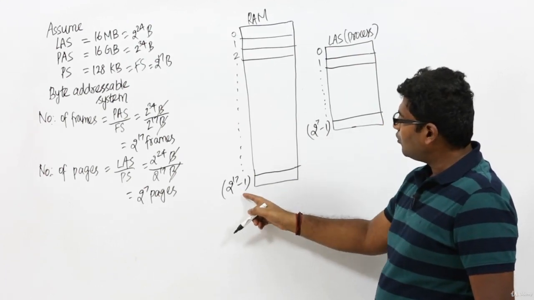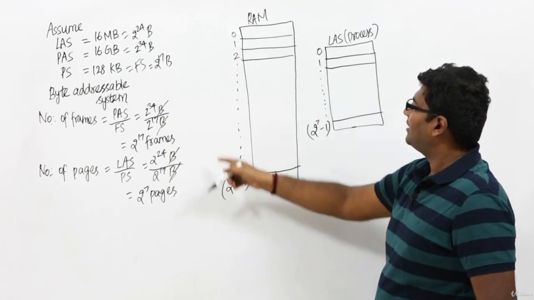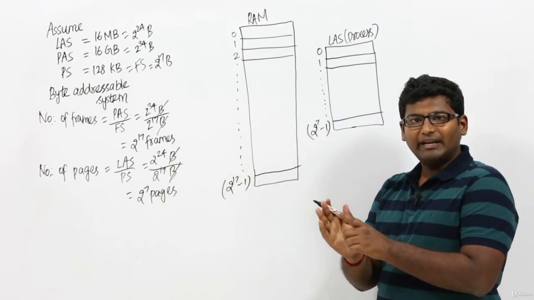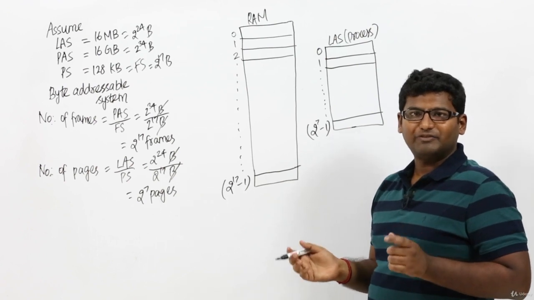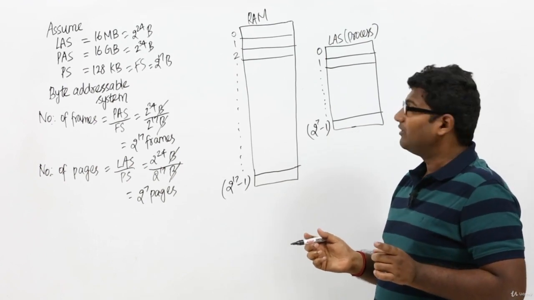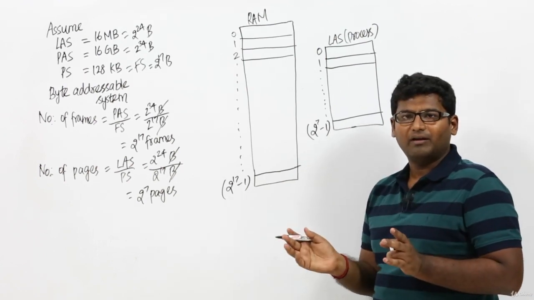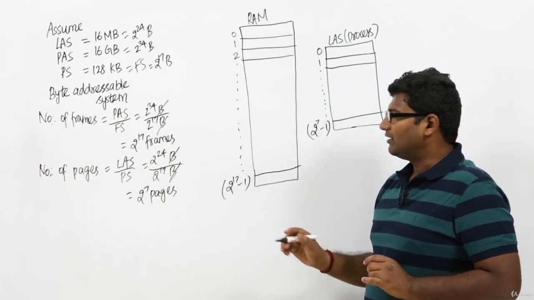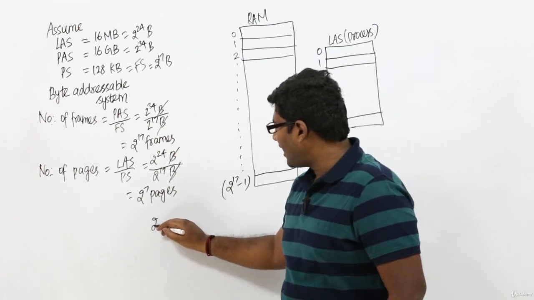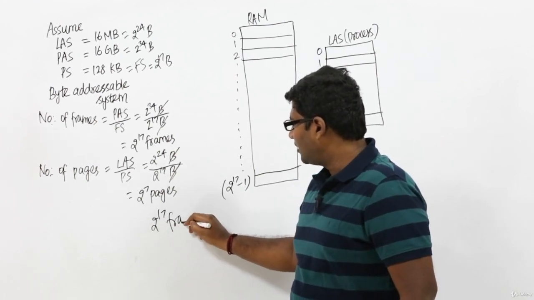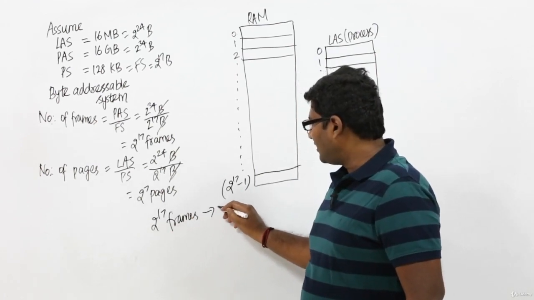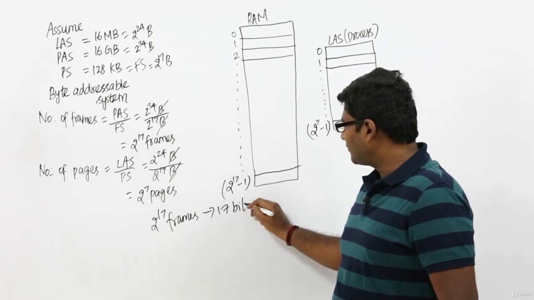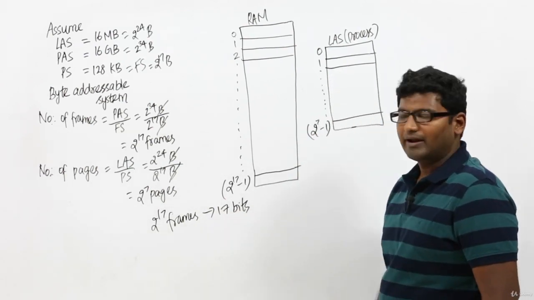Here, since we have 2 power 17 frames, we need 17 bits in order to represent the frame number. In case we have 2 power 17 frames, we need 17 bits to indicate the frame number, right?